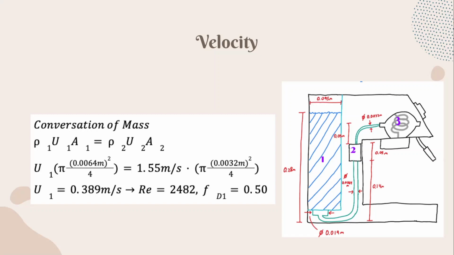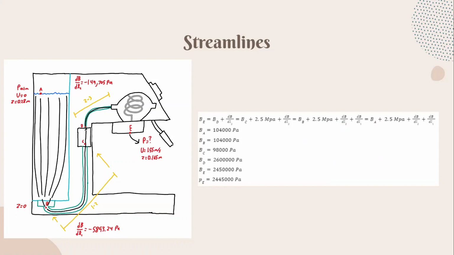To find the fluid speed through the first tube, we applied conservation of mass between tube 1 and tube 2. And in this system, density is constant because of the incompressible flow assumption. And since we calculated the properties at state 2, we can find the speed at state 1 coming out to be 0.389 meters per second. From there, we have all the information to calculate the Reynolds number and viscous dissipation factor, resulting in 2482 and 0.5 respectively. Pictured here are the streamlines.